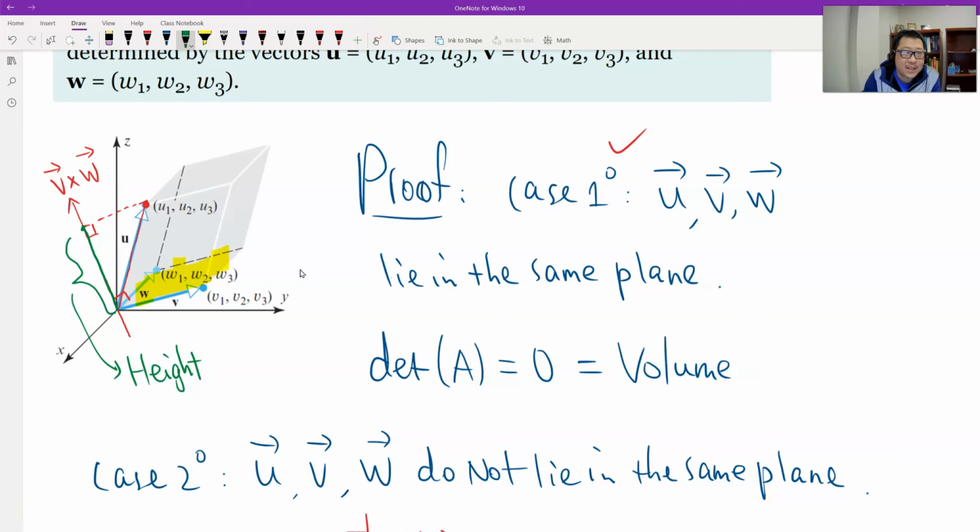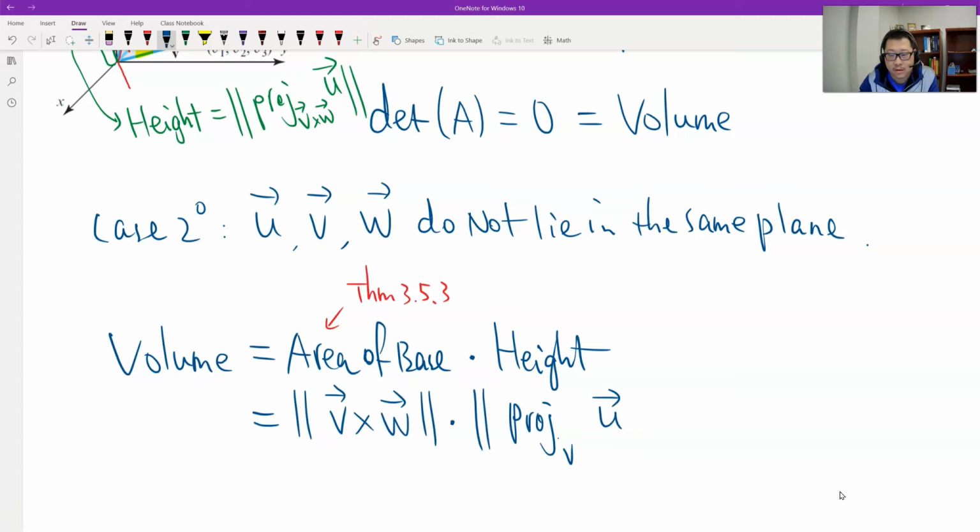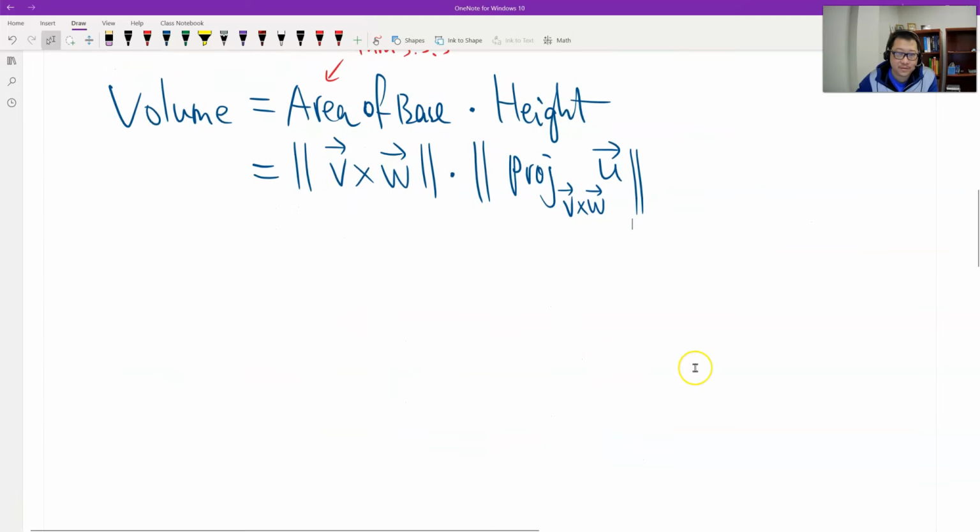Okay, so the height exactly is the projection, right? The norm of the projection. Sorry, is the norm of the projection of U onto the direction of V cross W. Yeah, definitely. So we find the height. So let me copy the height here. So the height is the norm of the projection of U onto the direction of V cross W. Yeah, almost. Okay. Now we need to just do calculation.